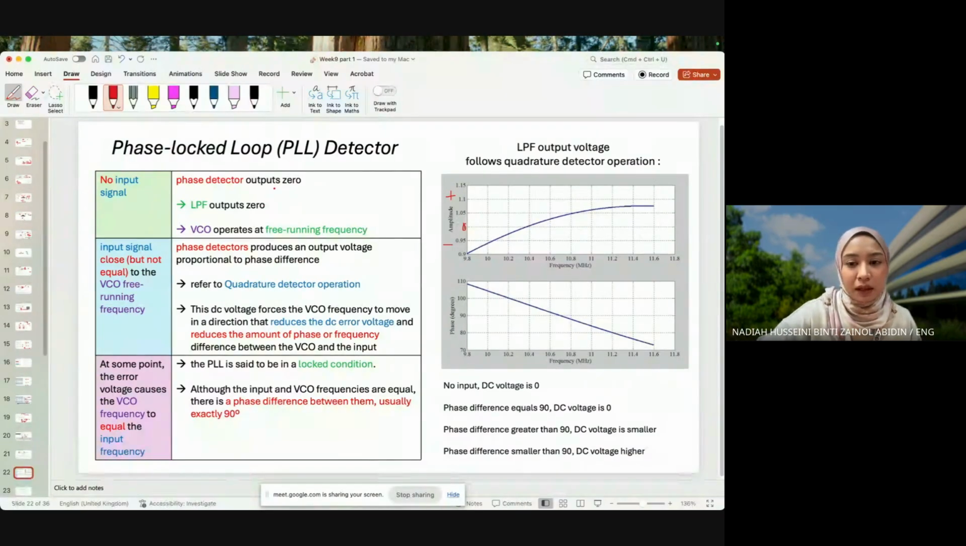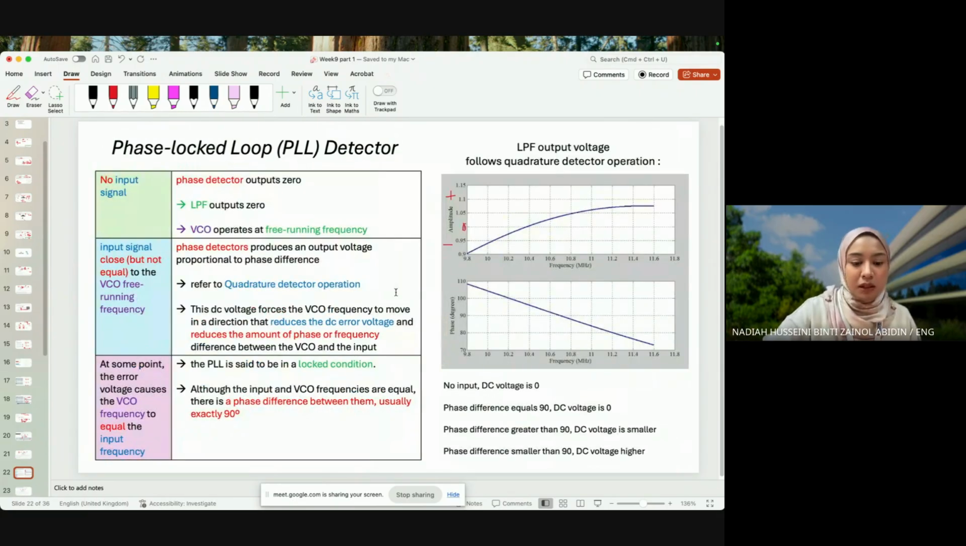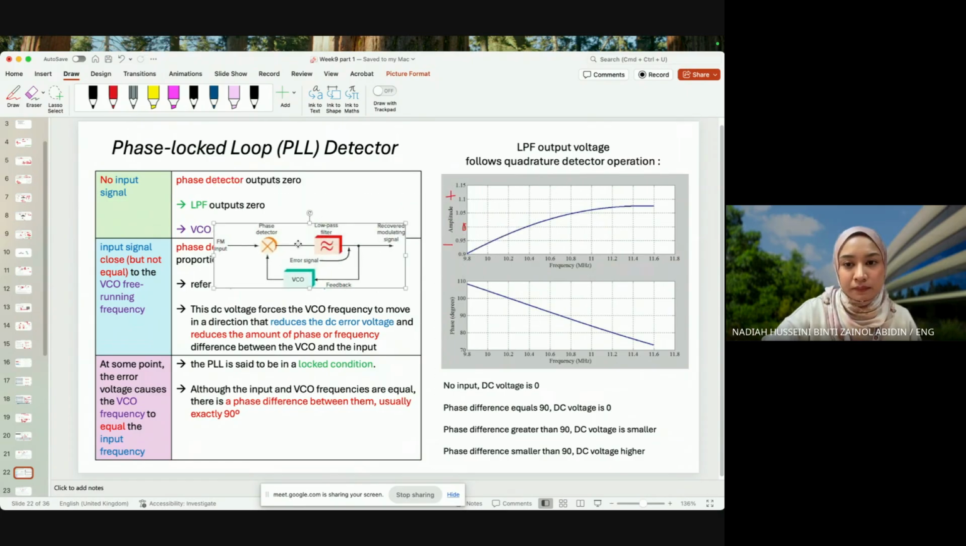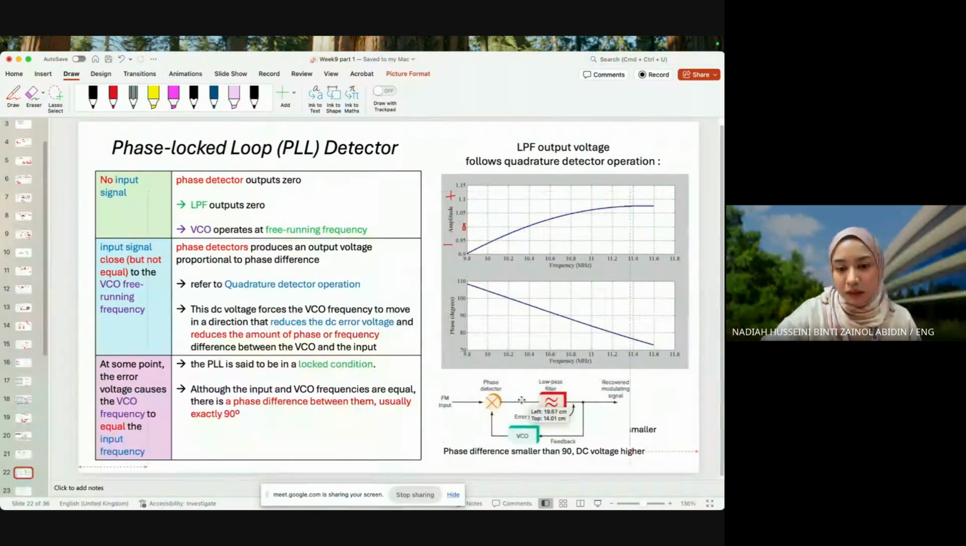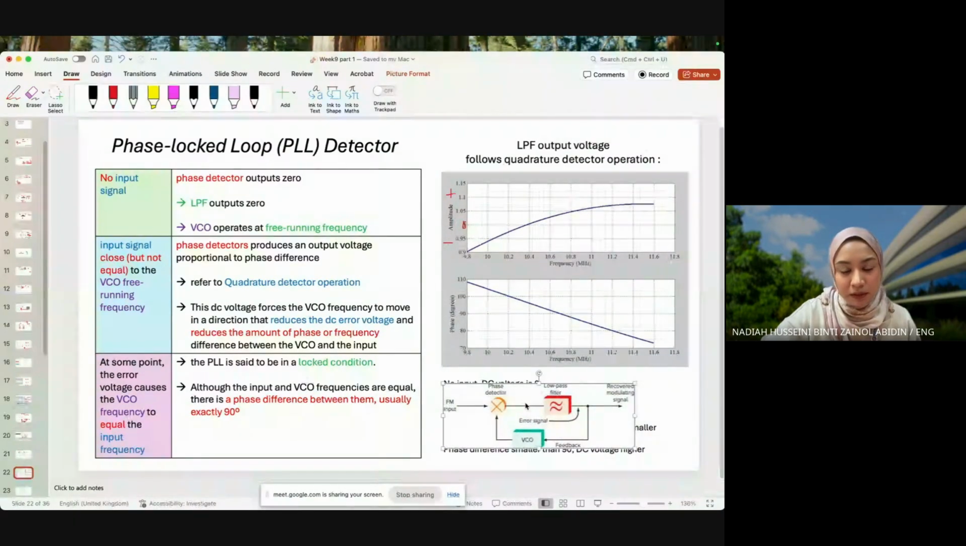Okay, I think it would be better if I have the diagram here. Please give me a minute. Okay.